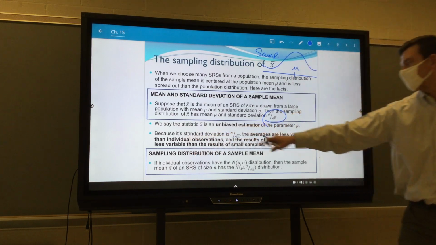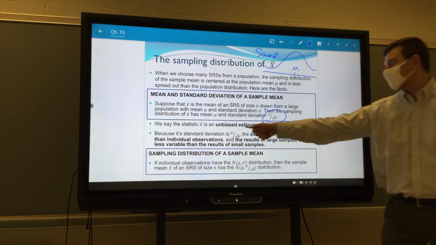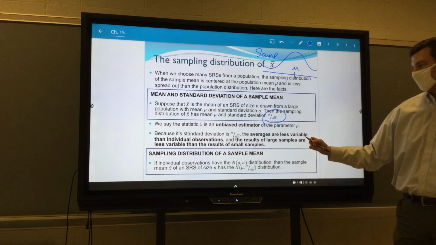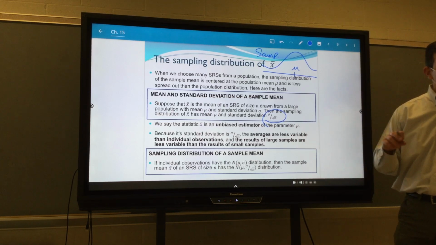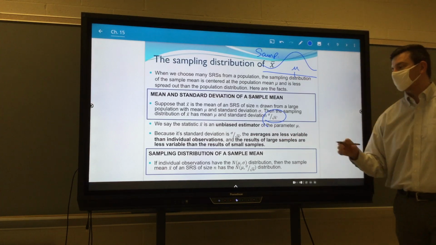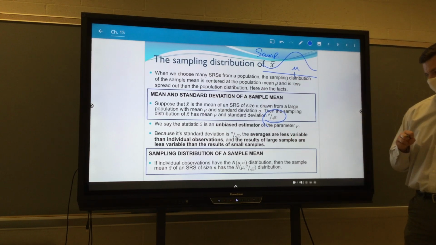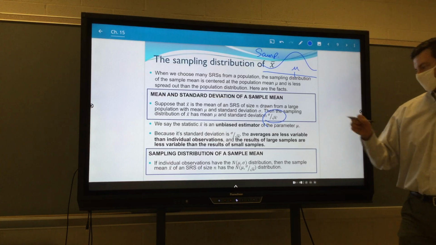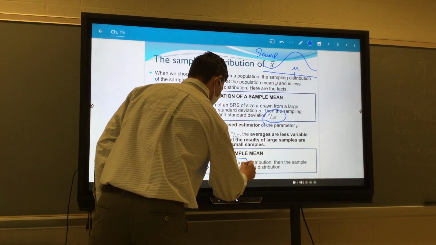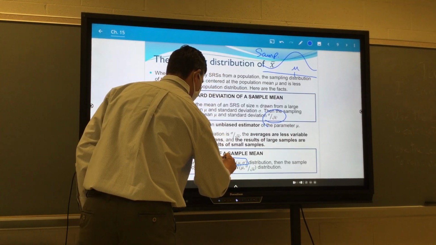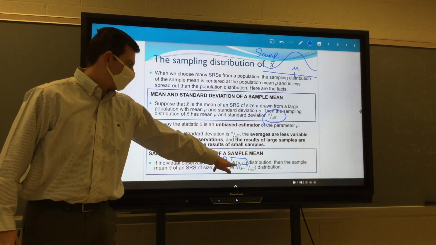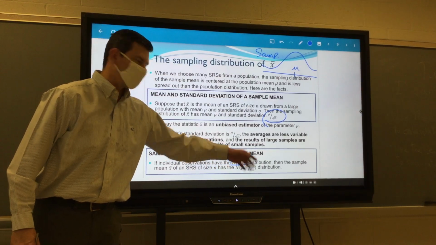But because its standard deviation is sigma over the square root of n, the averages are less variable than individual observations. And the results of large samples are less variable than the results of small samples. Okay? So here's what you want to remember. This is for the population distribution. It fits a normal curve with a mean of mu and standard deviation of sigma.